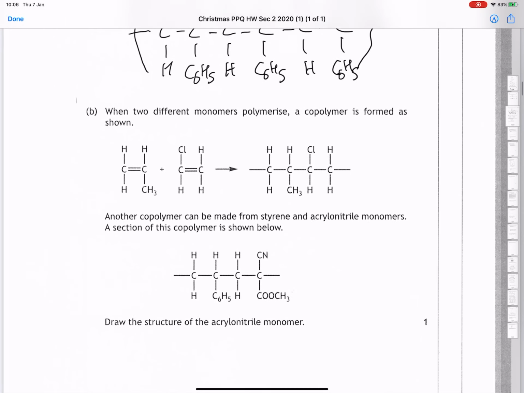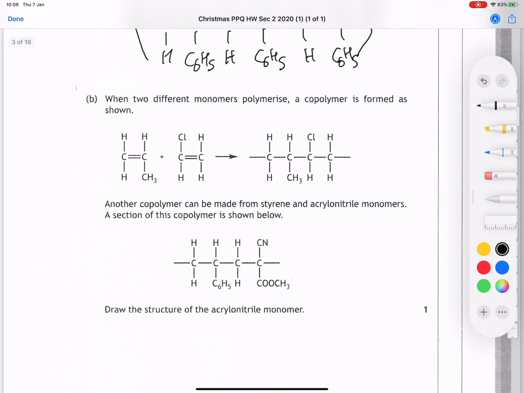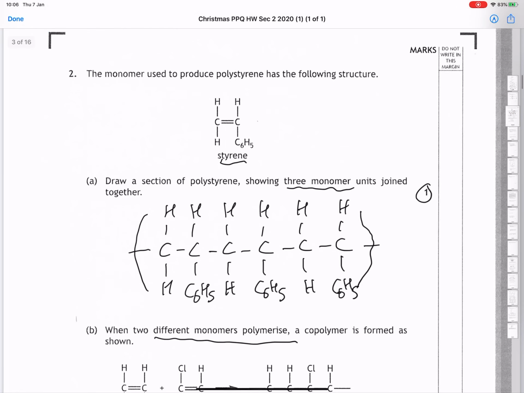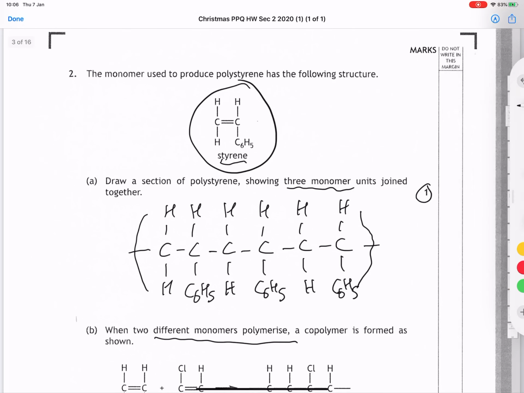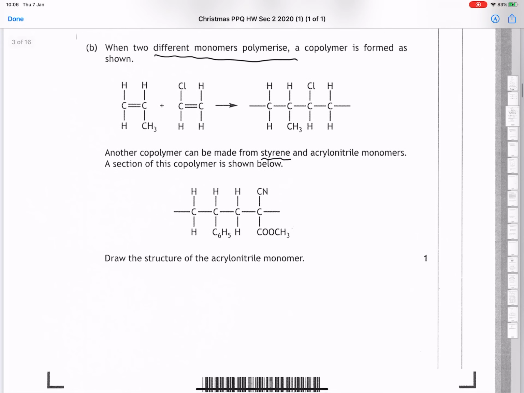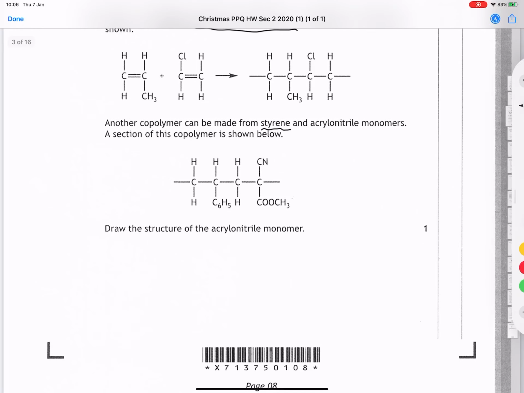Next question is talking about monomers. Different monomers polymerize, a copolymer is formed. A copolymer can be made from styrene, which you already have from above. Here's styrene here. So it's styrene mixed with acetonitrile, and you have to draw the structure for the acetonitrile polymer.